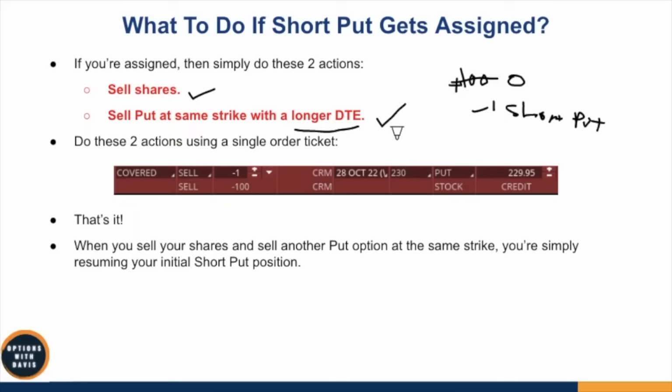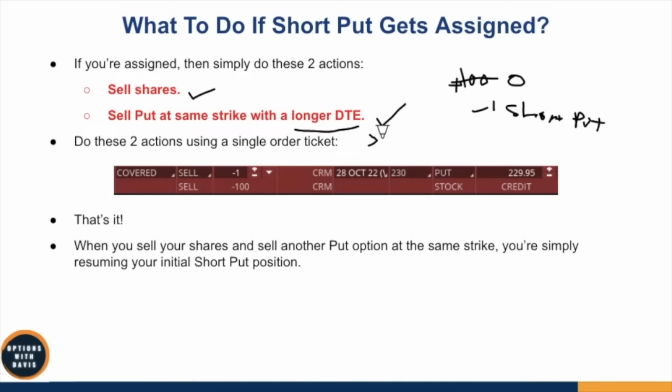Now, chances are that if you are assigned on your short put, there must most likely be less than 30 days on your expiration. That's generally the time where you will get assigned, if you do get assigned at all. So you want to choose a days to expiration, the DTE, to be longer than 30 days.